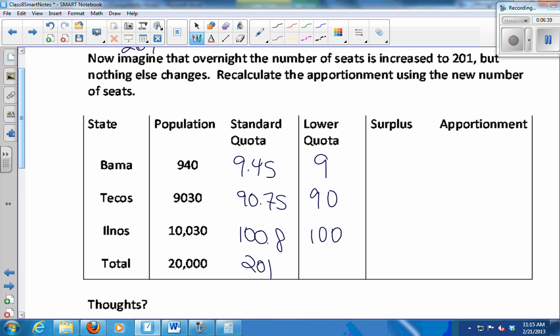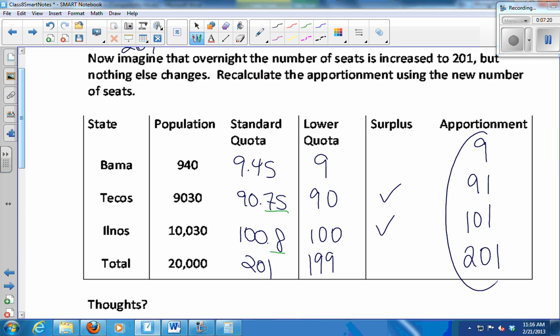So far I've got the exact same results with everyone's lower quotas as I did when I had 200 seats to give out. Okay, so those add up to 199, which means I have 2 left because I'm giving out 201 seats. So I should give my 2 surplus seats to the states that have the largest decimal parts, right? And that would be this one and this one, Tecos and Illinois. So I give a surplus here and a surplus here. So my final apportionment is going to be 9, 91, 101 to get to my 201 seats.